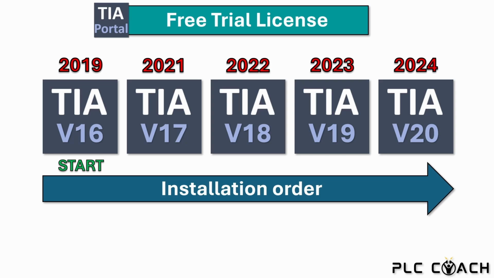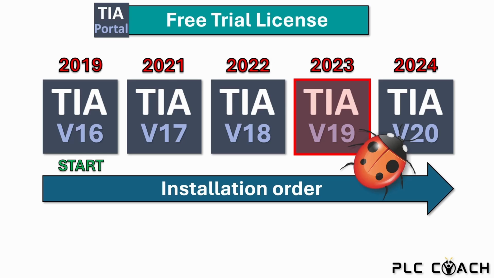For my PLC Basic course I'm using TIA version 19. The newest version, V20, has already been released, but I won't be switching to it right away. Why? Because new versions sometimes have a few bugs when they first come out, and I don't want to be the person who finds them.